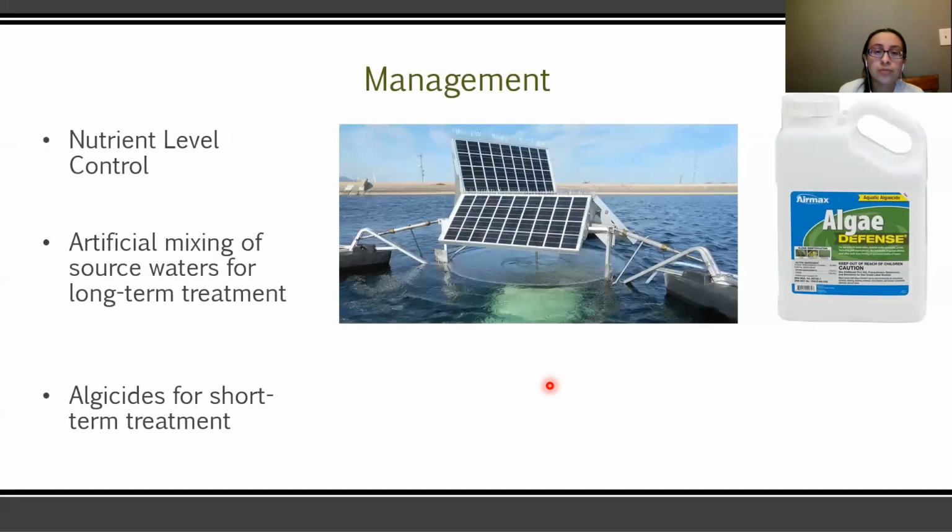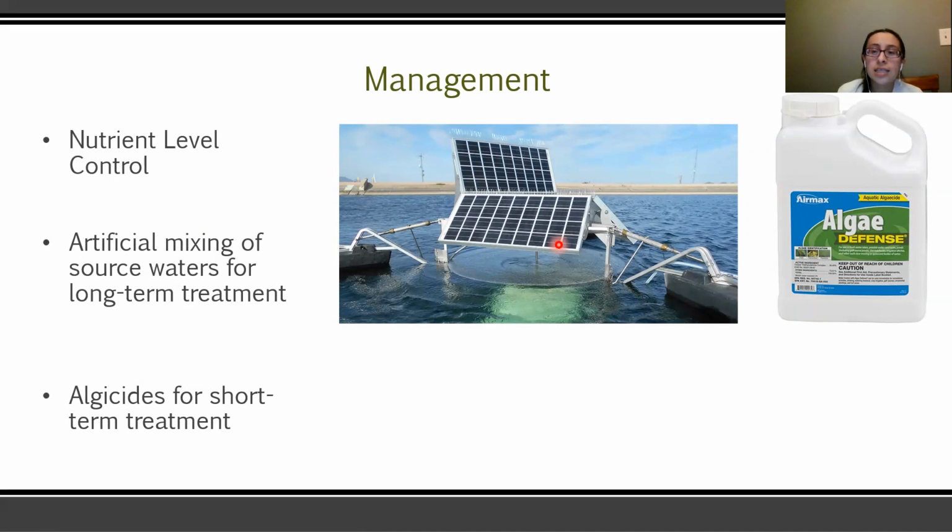The way that cyanobacterial blooms can be managed today is through nutrient level control. This means reducing the amount of nutrient runoff that goes into these bodies of water. And this means reducing the fertilizers used in agriculture. And another way that cyanobacterial blooms could be managed is through the artificial mixing of source waters. And this is a long-term treatment in which the source waters are mixed so that the water does not become stably stratified and stagnant. And then a third way in which cyanobacterial blooms can be managed is through algicides.